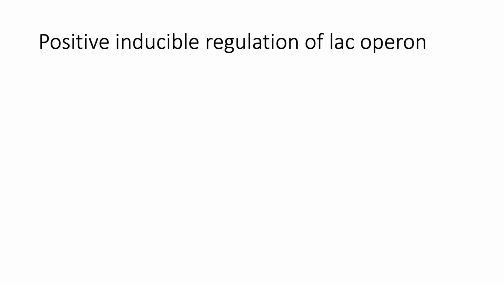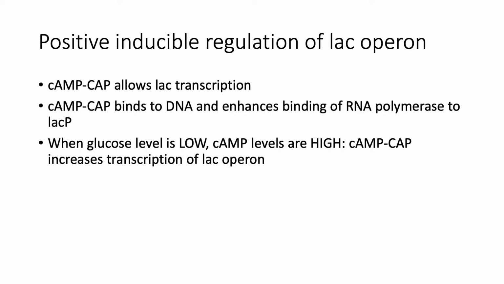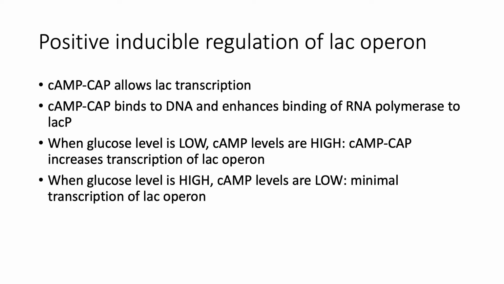With positive inducible regulation, we have the combination of molecules called the cAMP-CAP complex. What this complex does is it will bind to DNA near the promoter and enhance transcription. There's an inverse relationship between glucose and cAMP. So when glucose is low, cAMP is high, and with high cAMP-CAP complex, transcription will be enhanced. Oppositely, when glucose levels are high, cAMP is low, so minimal transcription of the lac operon will occur.